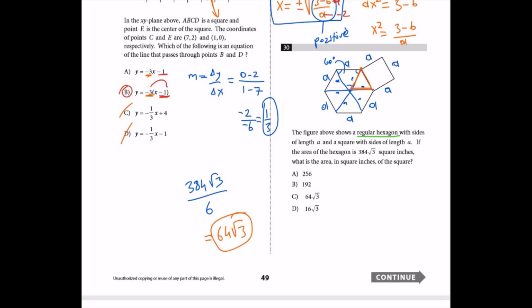Okay, so the area of this orange triangle is 64 root 3. If we make an altitude from this triangle, this is 90 degrees. We knew that each corner was 60 degrees, and this altitude is the angle bisector, so this is 30 degrees, this is 30 degrees. Now we obtain a 30-60-90 special right triangle.